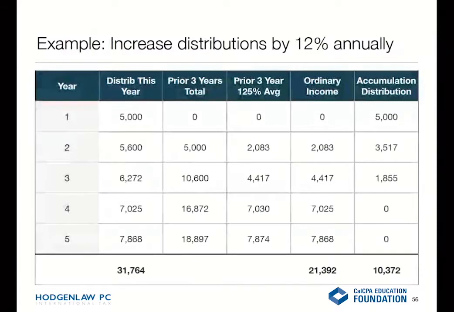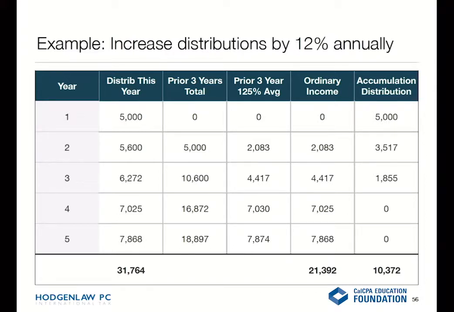So here's what that kind of situation would look like. We picked 12% just because we did some math, played around with the numbers, and found that 12% is a number that works if you use it every year. So let's say in year 1, you get a distribution of $5,000. Prior 3 years total is 0. Prior 3-year 125% average is 0. Ordinary income is 0. So that gives you an accumulation distribution of $5,000.